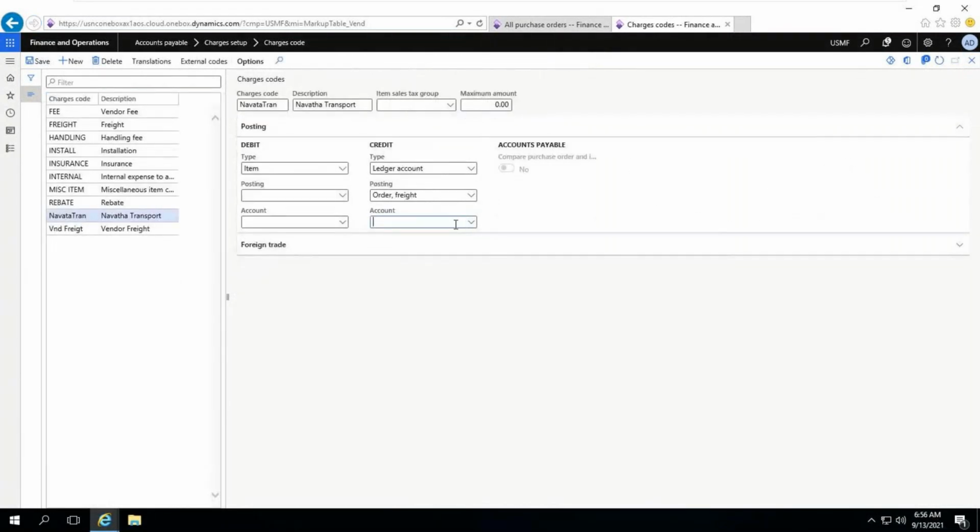Now 650200, this is Navata Transport. And freight means a vendor is arranging freight. The material vendor is only arranging the transport. Okay, now let me create a purchase order quickly.